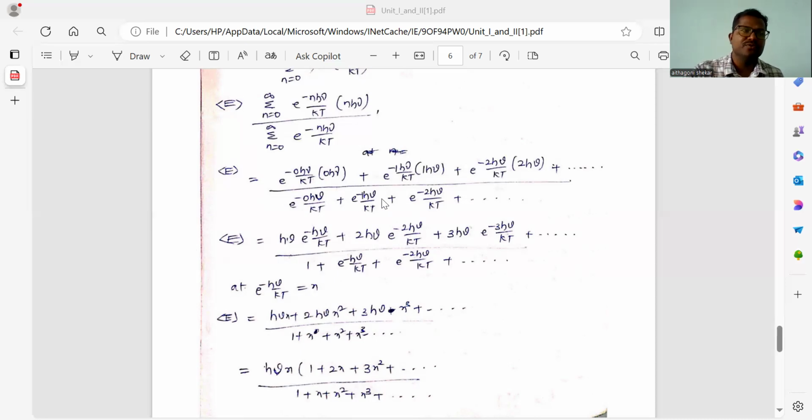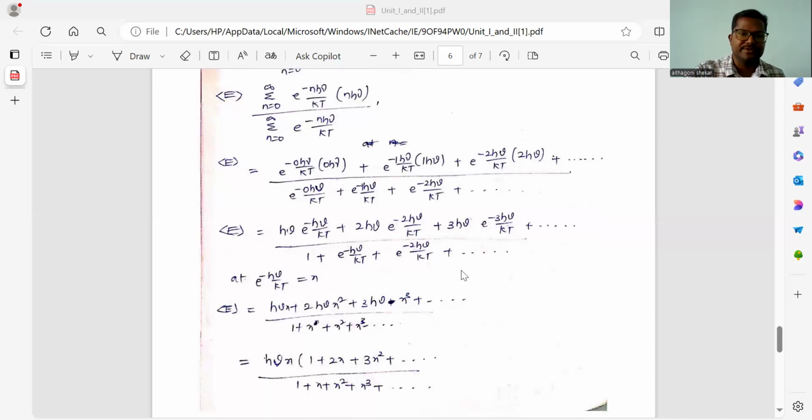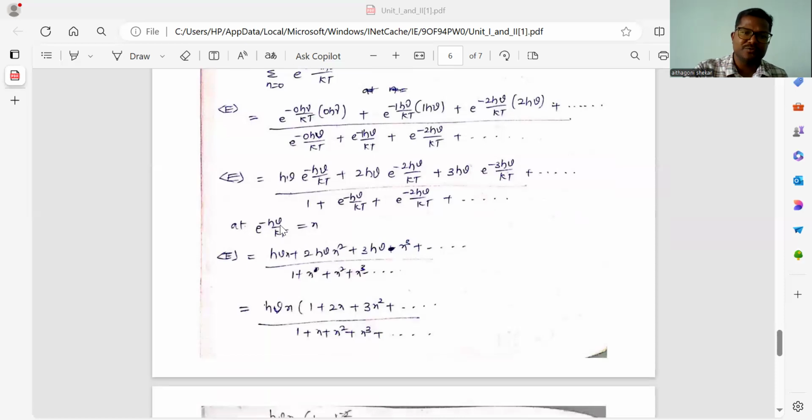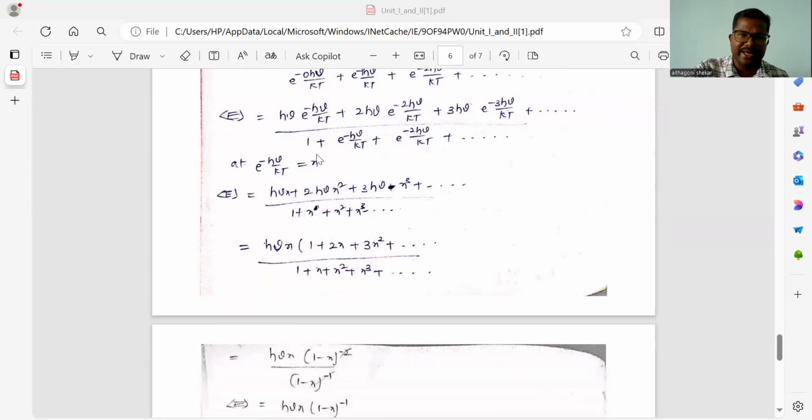Plus e raised to h mu by kt, plus e raised to h mu by kt, up to infinity. Suppose we take e raised to minus h mu by kt as x. Average energy equals h mu x plus 2h mu x squared plus 3h mu x cubed plus up to infinity. The denominator value is also the same: 1 plus x plus x squared, because of the 2 there.